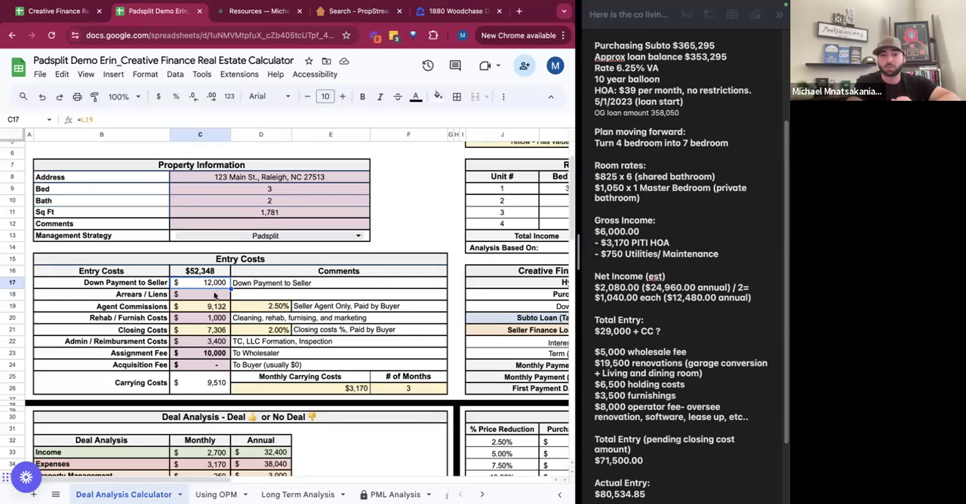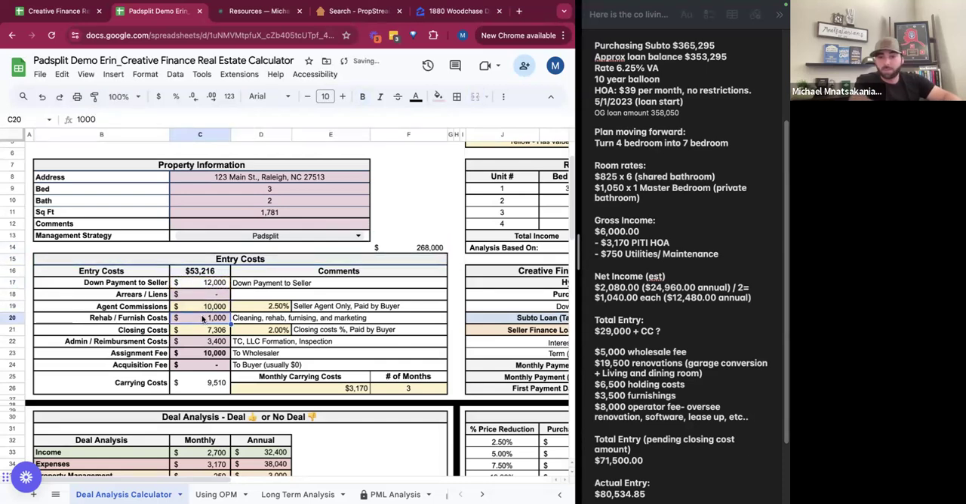So the down payment to the seller is 12,000. There's still 17,000 more that needs to be accounted for. We're going to assume a portion of that is the agent commission. So it says 9,132 here. Even if it's 10,000 instead, that's fine. Just going to make the numbers easier for us. So 12 and 10, we need to get to 29,000. So that equals 29,000 minus your down payment to the seller minus agent commissions.